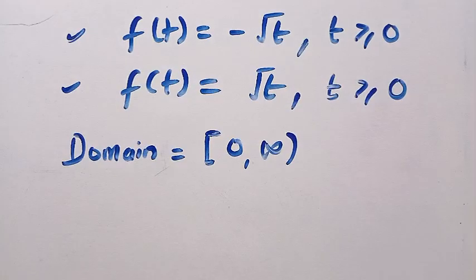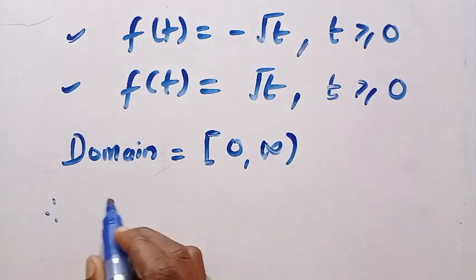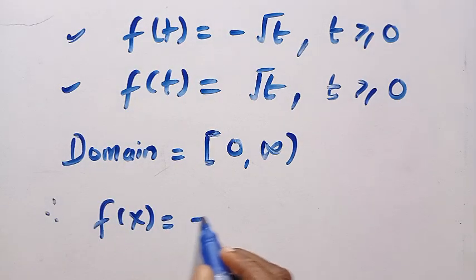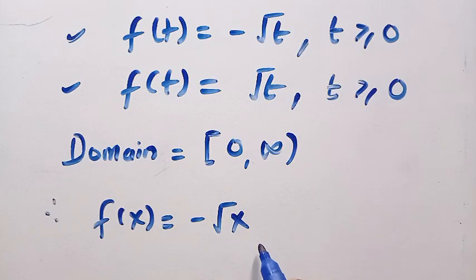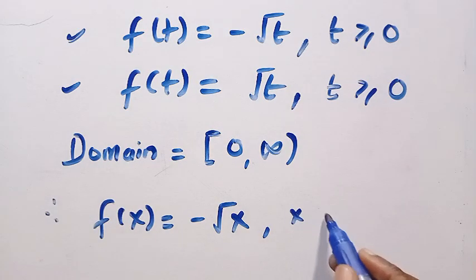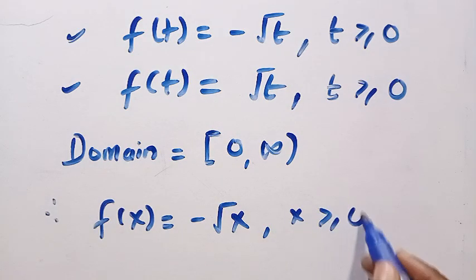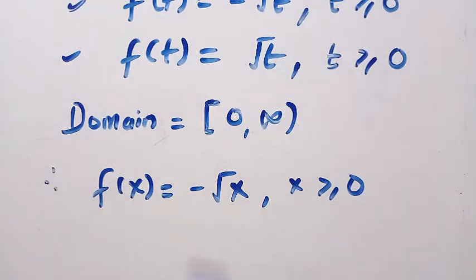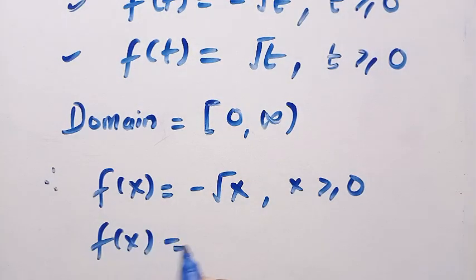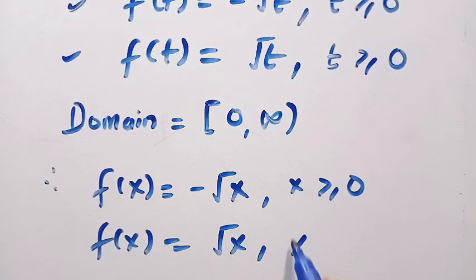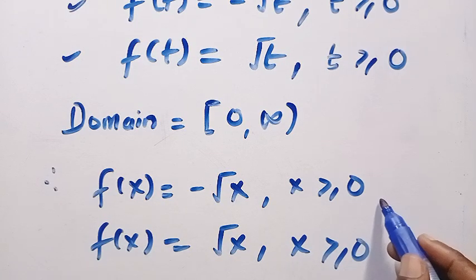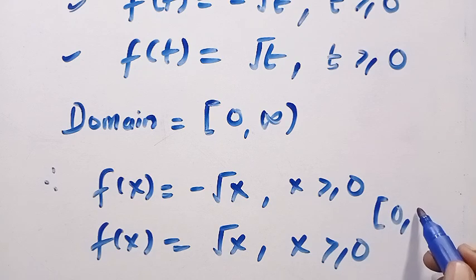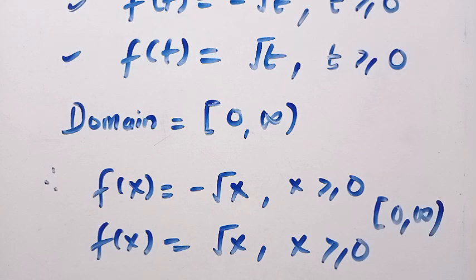So in conclusion, since we have to find f of x, we just say f of x for the first one equals minus root x if x is greater than or equal to 0. And as well, we have f of x equals root x if x is greater than or equal to 0. Or we can simply use 0 to infinity. So this is how to solve this problem.